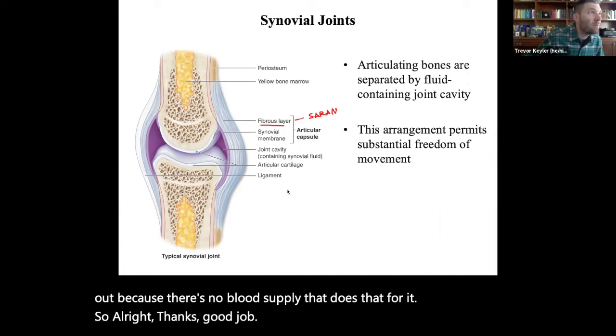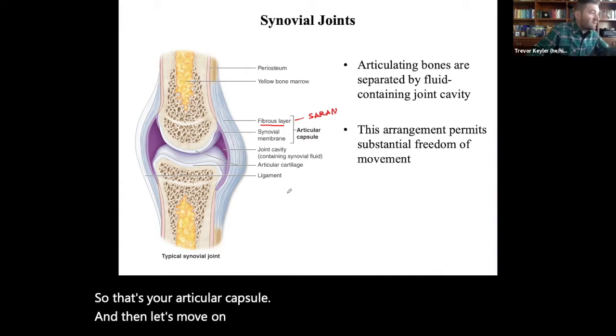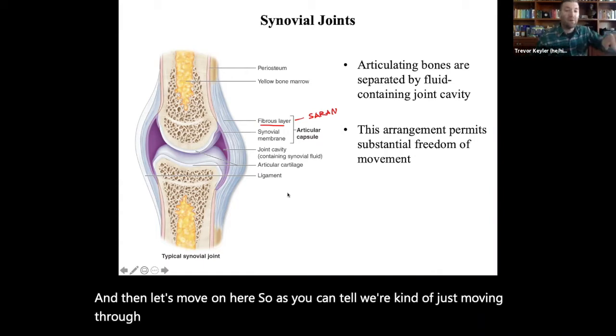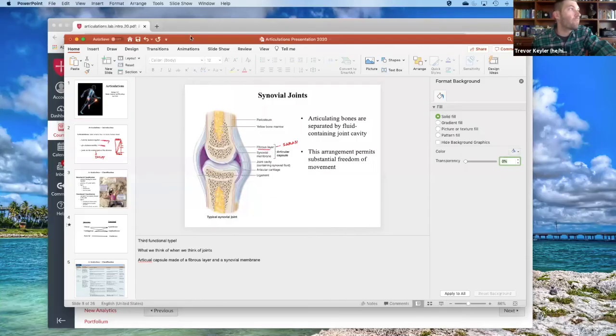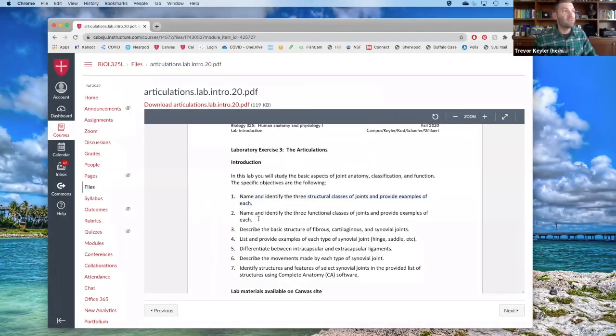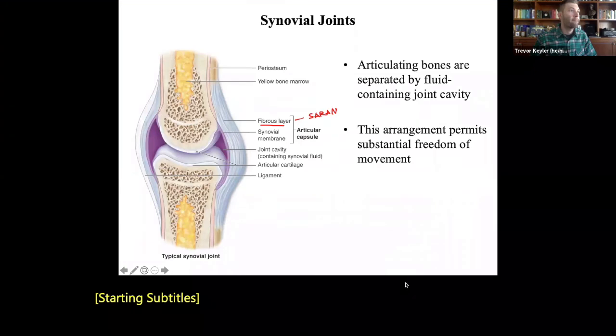So that's your articular capsule. And then let's move on here. As you can tell, we're just moving through this. Here, I'll close this out for a second. Just working through this list here. So we've gone through 1 and 2. Now we're doing basic structure of fibrous, cartilaginous, and synovial joints. And then we'll just work through these as we go. But that's an example of how you can study this.